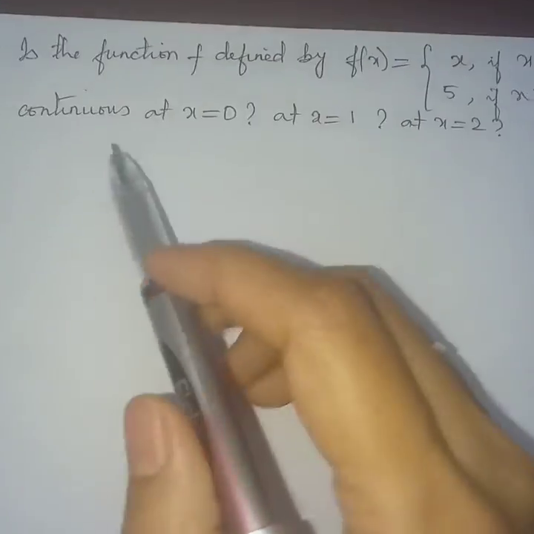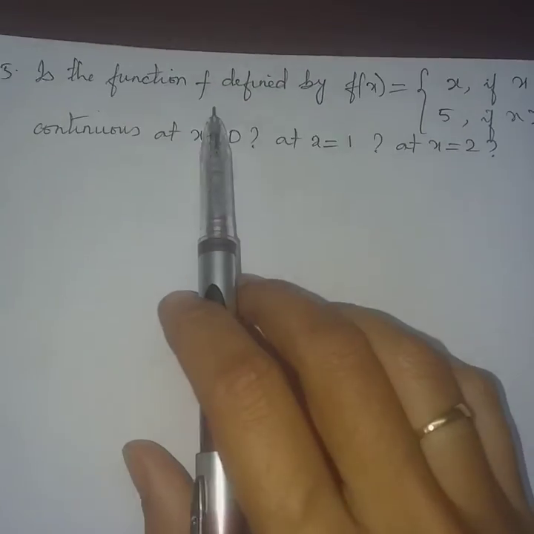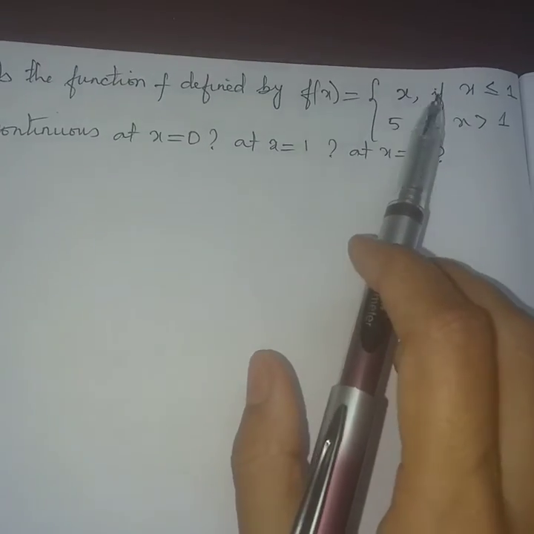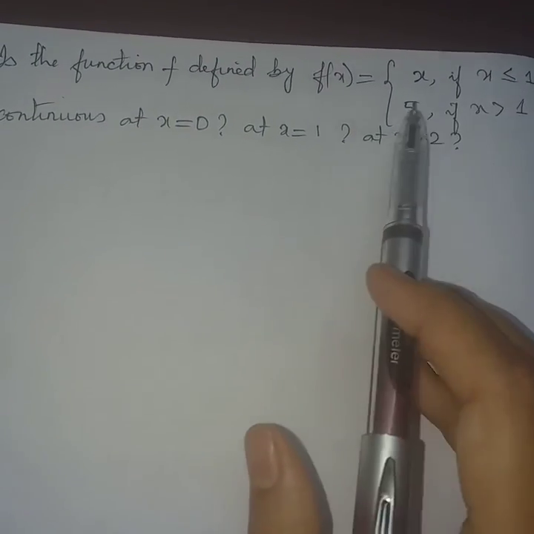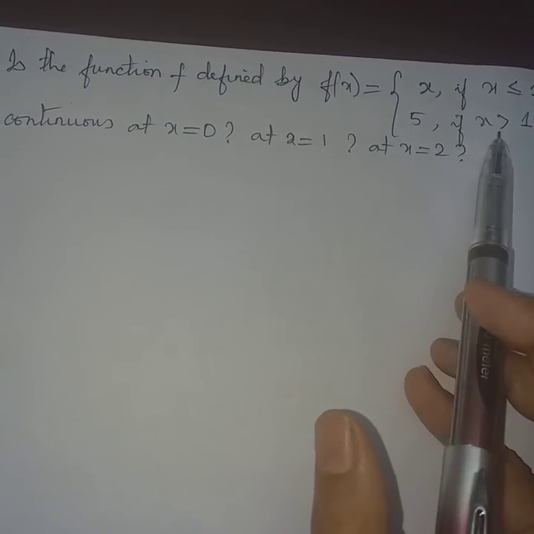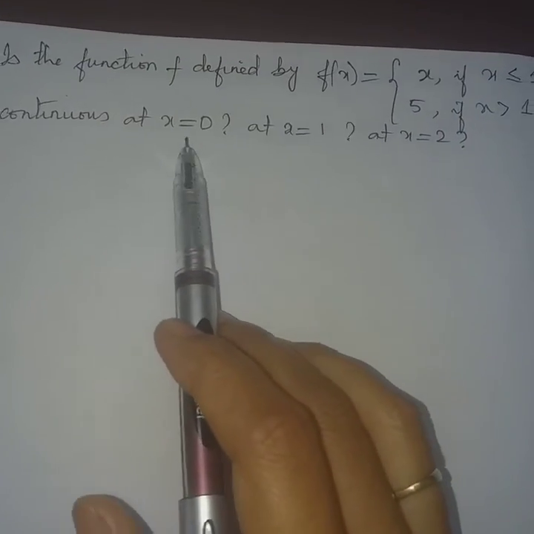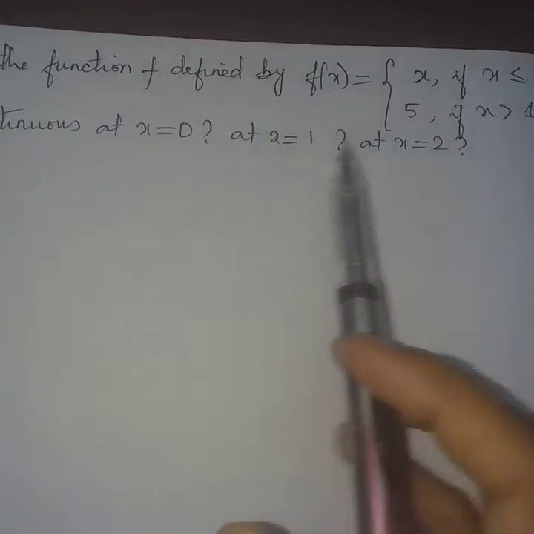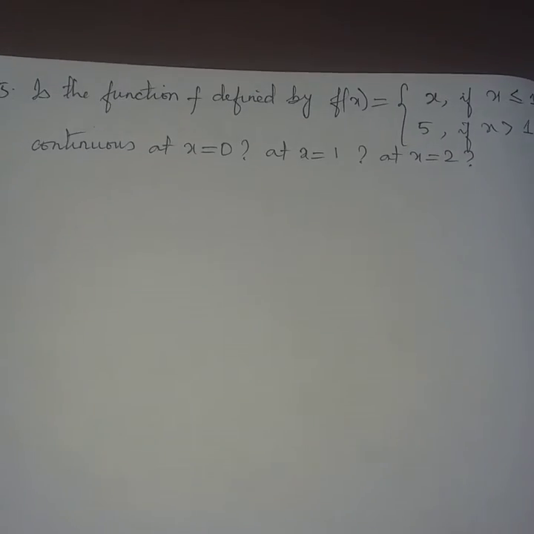Let us see another problem. Is the function f defined by f(x) equal to x if x is less than or equal to 1, and 5 if x is greater than or equal to 1, continuous at x equal to 0, at x equal to 1, and x equal to 2?